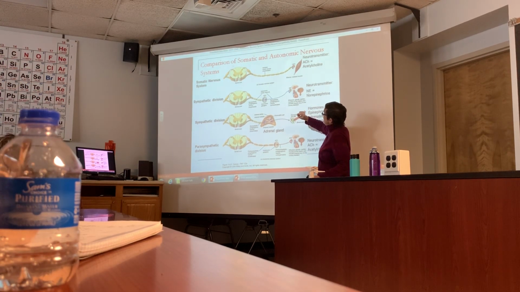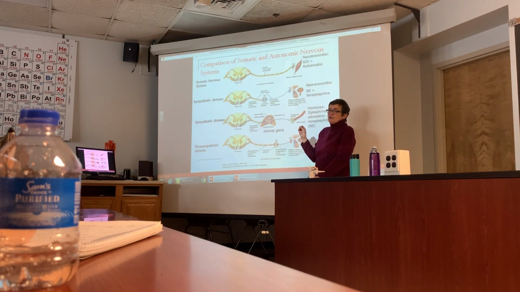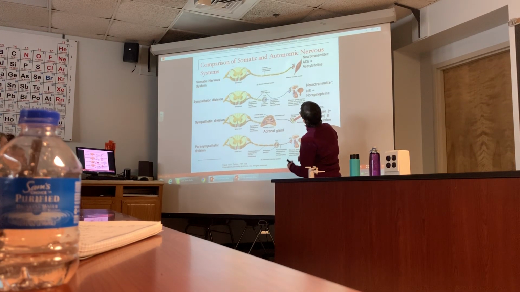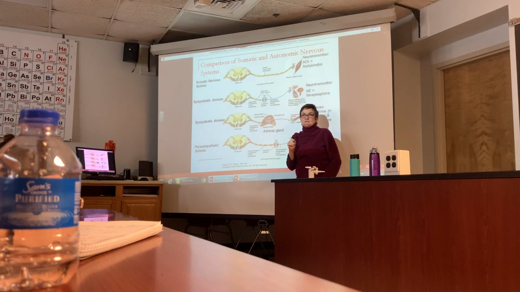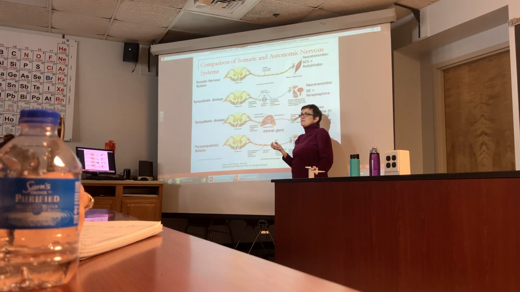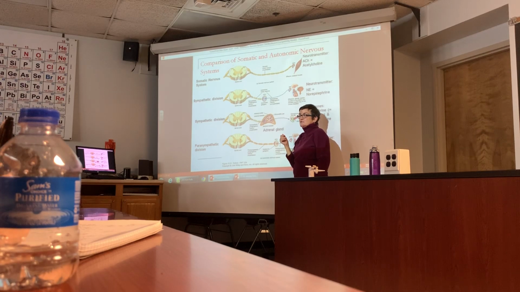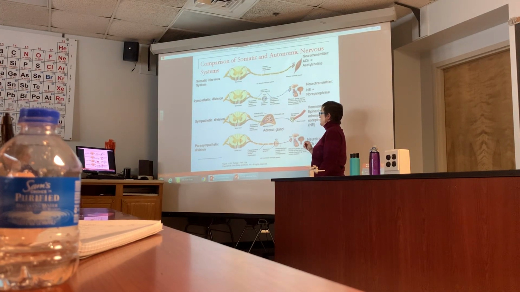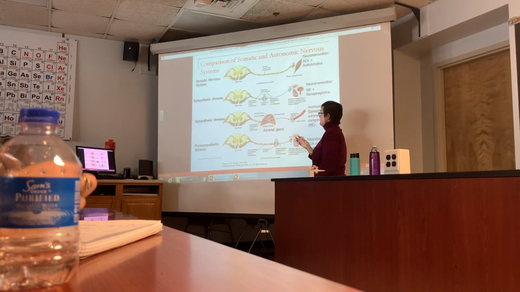Another thing to notice is you've got a couple of different neurotransmitters we're going to be talking about. The two neurotransmitters in the two systems are acetylcholine and norepinephrine, which is abbreviated NE. Acetylcholine is abbreviated ACH. Notice that somatic motor neurons always release acetylcholine, and acetylcholine always causes skeletal muscle to contract. That's what it does in the somatic system. In the autonomic system, you also have acetylcholine, but it can have varying effects depending on the situation.